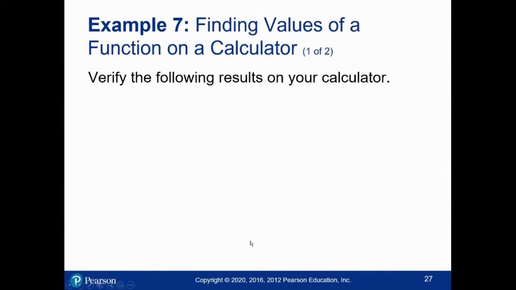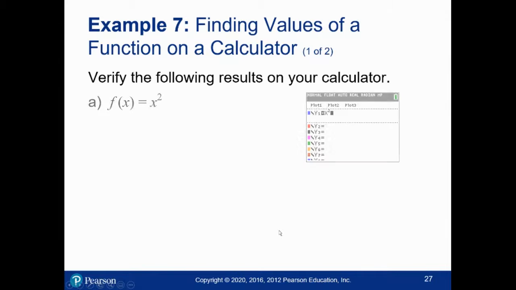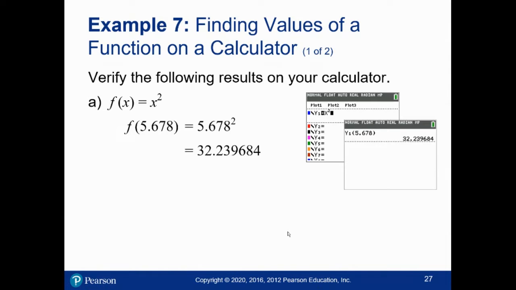Okay. So let's go ahead and do this example as well. Verify the following. This is just how to use a calculator to find values of a function. Well, what's f of 5.678? Just square it. And if you're using a calculator, you should get 32.23 and so on. For my purposes, by the way, I would never bother writing more than 2 decimal points. I would have just written this as 32.24, and this would have just been 5.68.